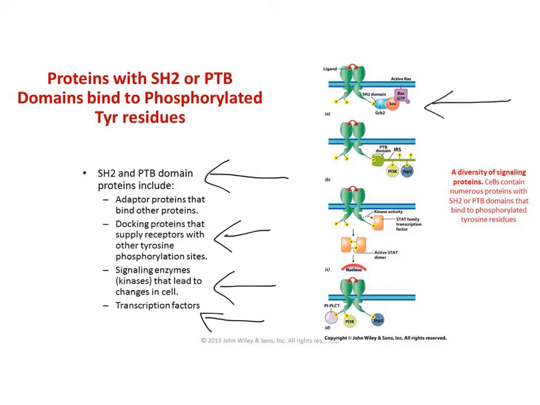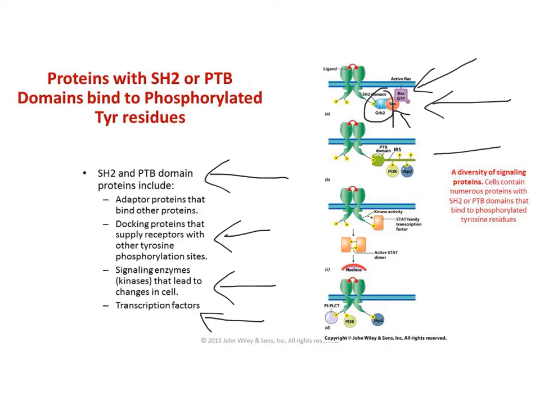Here's an example of an adapter protein being activated by a receptor tyrosine kinase. And you can see here that GRB2 would be considered an adapter protein, and GRB2 interacts with the tyrosine kinase receptor through its SH2 domain, which then leads to interaction with SOS, and it can then lead to activation of a very important G protein called RAS.